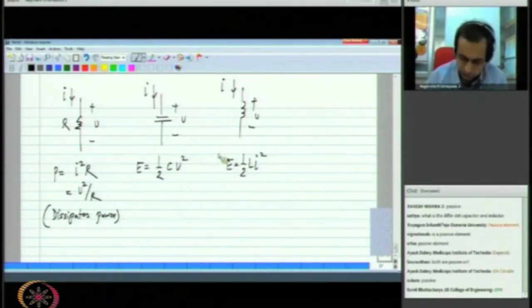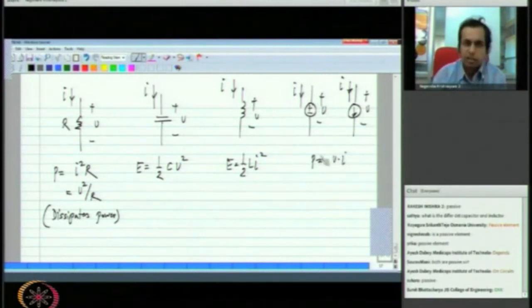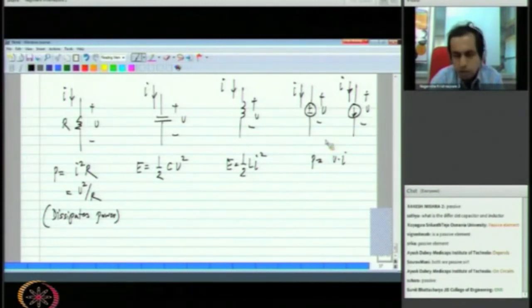And we also said that the voltage and current source can either absorb or deliver power. So the power is V times I, and you can also find out the energy. You can integrate the power over some time to see how much energy has been delivered by the voltage source or the current source over a given period.